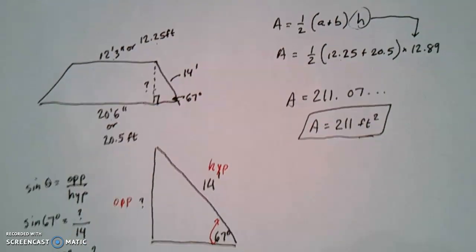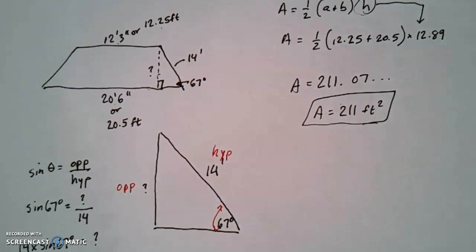Okay, so you can use right triangle trig even for things like trapezoids if you use your imagination, draw it correctly, and label it. So there are applications for right triangles, and feel free to rewatch this video if you need to, guys. I hope this helps.